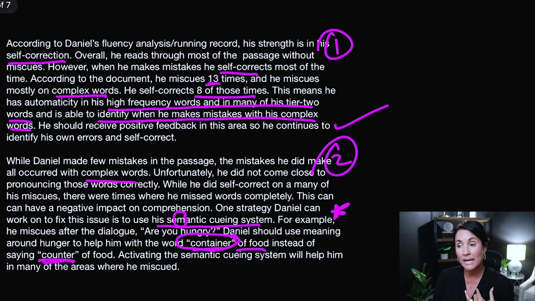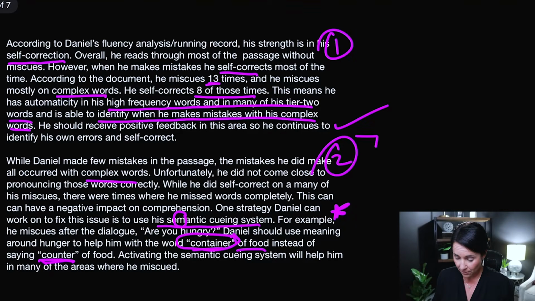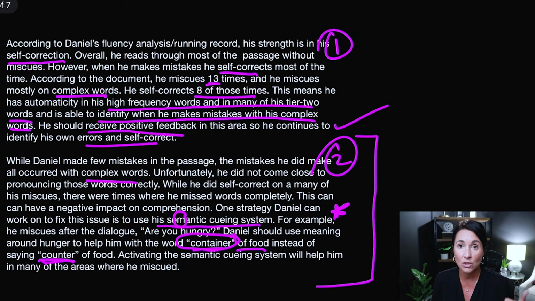And so I offer a strategy and I offer a specific area in which he miscues. So all of this checks the box. First, we have our strength. Second, we have our weakness. And third, we have cited specific examples in the text where this is happening. And we offer, this is a little bit extra, this was not part of the task, a little bit of a solution for the areas of weakness. And we offer positive feedback to help him continue with those good strategies, which helps to round out your paragraphs at the end.